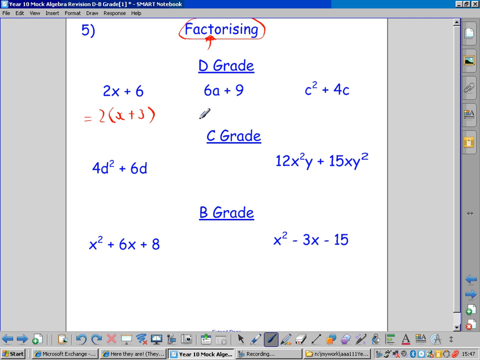Numbers that go into 6 and 9, the biggest one is 3. There's no letters that go into both. 6a divided by 3 is 2a. And 9 divided by 3 is 3.